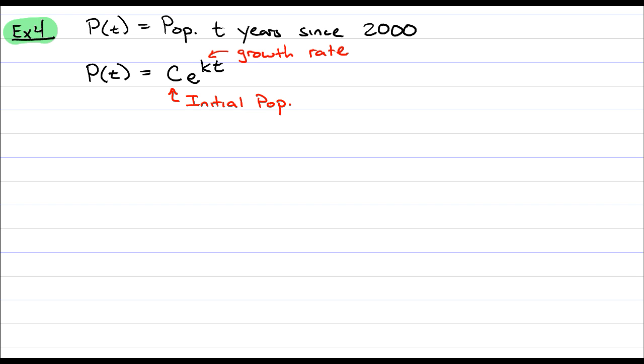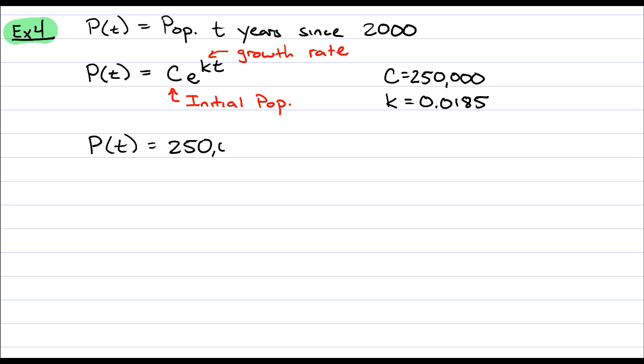So we are told that the initial population is 250,000 and that the exponential growth rate is 1.85%. So that would look like that. Okay? So P of t is equal to 250,000 e to the 0.185 t. Or I'm sorry, let me fix that. I dropped out a 0. 0.0185 t.